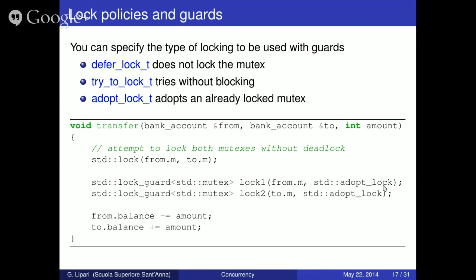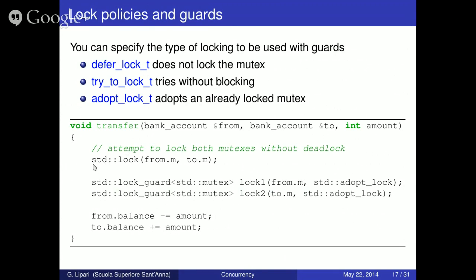You can use this technique. When creating a guard, you can pass an additional parameter that can be defer_lock_t, try_to_lock_t, or adopt_lock_t. Defer lock means don't lock the mutex. You are the guard that takes care of the mutex, but you are not going to lock it. I will lock it later explicitly. Try to lock tries without blocking. Or you can specify adopt lock, to adopt an already locked mutex.